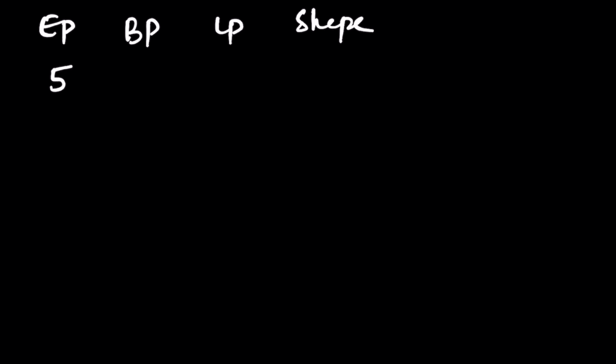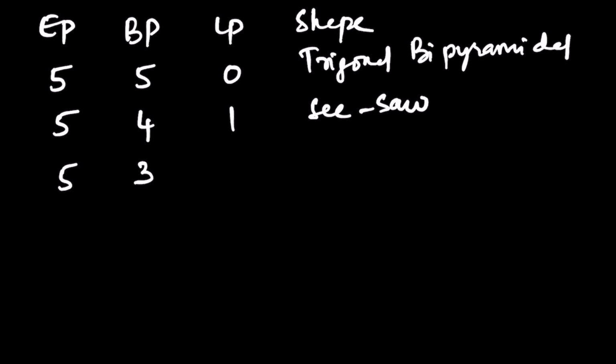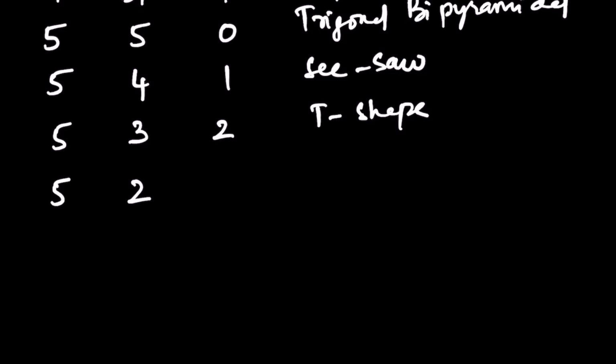Now again, let us look at electron pairs, bond pairs, lone pairs, and the shape. 5 electron pairs, 5 bond pairs, 0 lone pair, then it is trigonal bipyramidal. 5 electron pairs, 4 bond pairs, 1 lone pair, then it is a seesaw shape. 5 electron pairs, 3 bond pairs, 2 lone pairs, it is T shape. 5 electron pairs, 2 bond pairs, 3 lone pairs, the shape is linear.